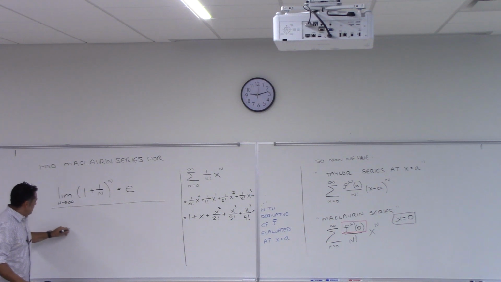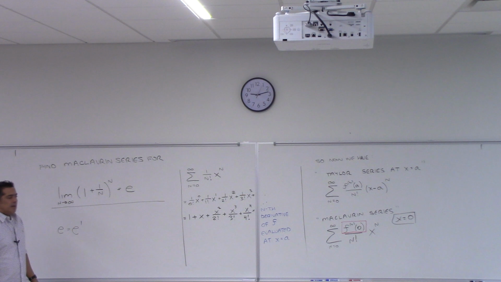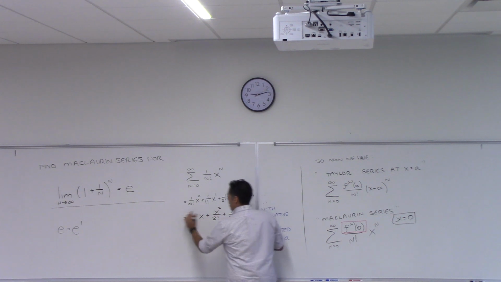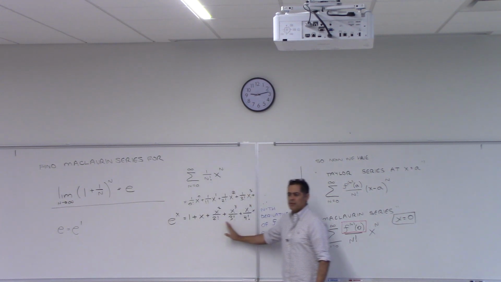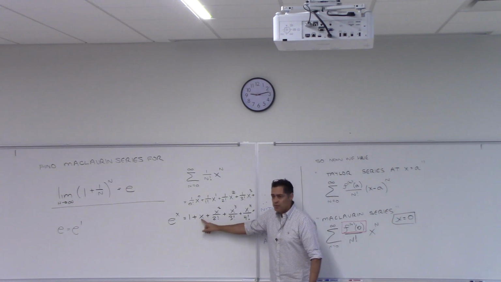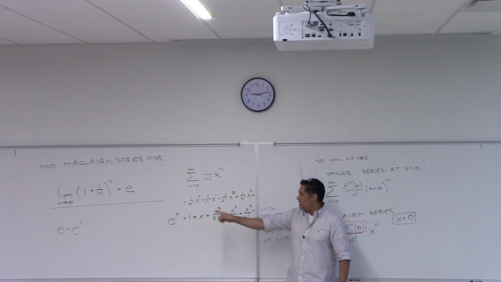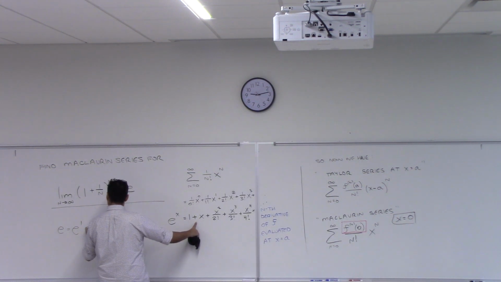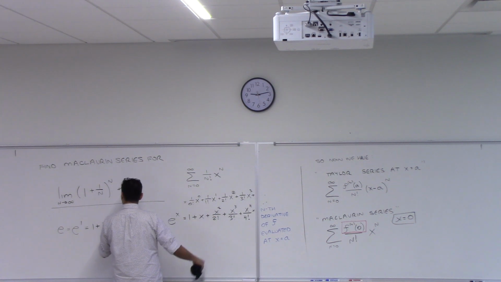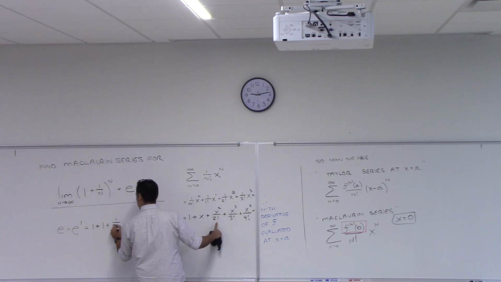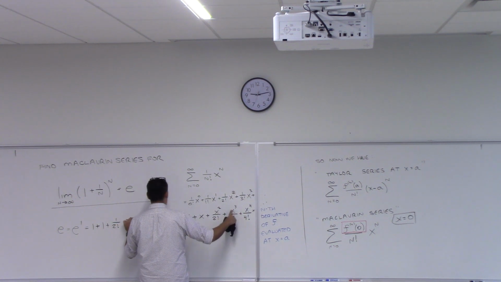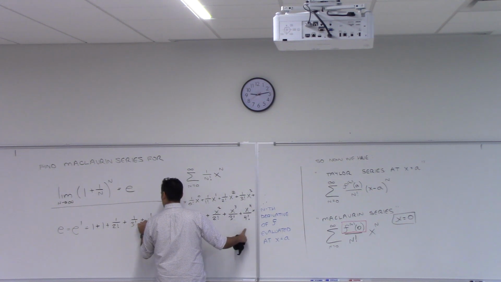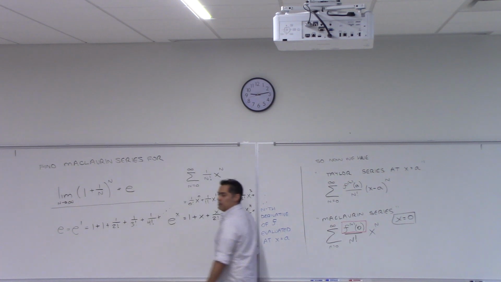E is just e to the 1, isn't it? E to the 1. And this series that we found just now is e to the x, isn't it? So if I just replace all my x's with 1s, then that's what e to the first power would be. So what is e to the first power according to this? 1 plus 1 squared over 2 factorial, plus 1 cubed over 3 factorial, plus 1 to the 4th over 4 factorial, plus forever and ever.